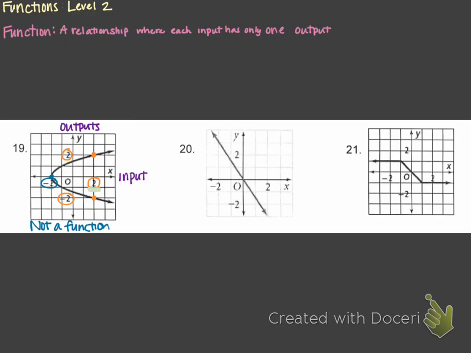Okay, let's look at our second graph here. We want to look at each one of our input values. So if we start with -2, we have one input value. If we look at -1, we have one output value. If we look at 0, we have one output. +1 and +2, we all have one output for every one of our x value inputs. So in this case, our second graph is a function.